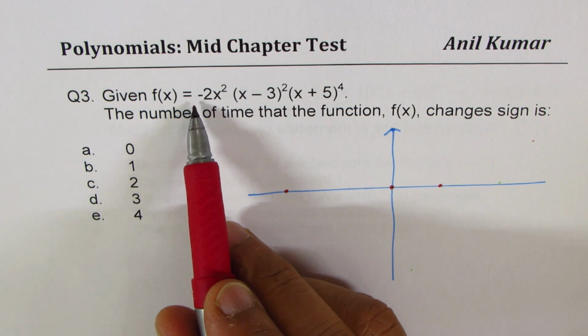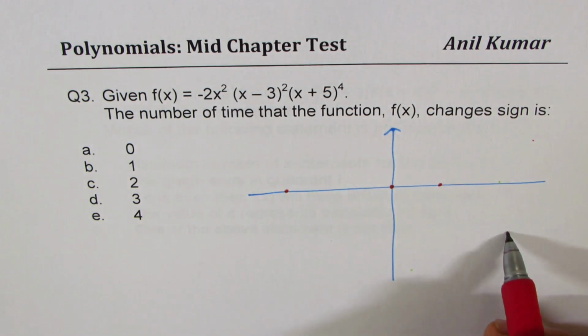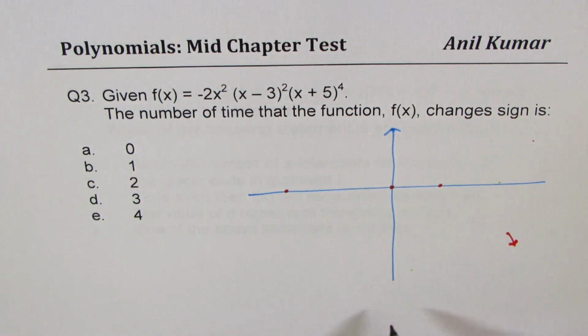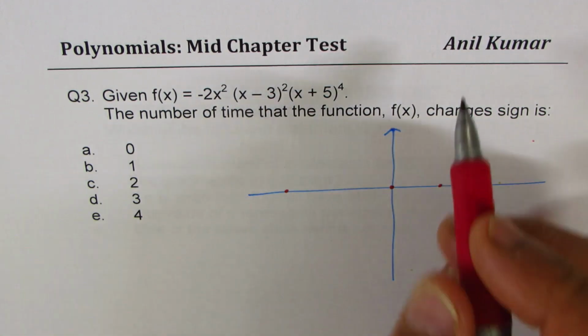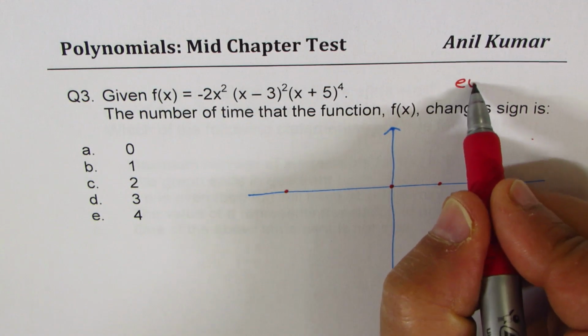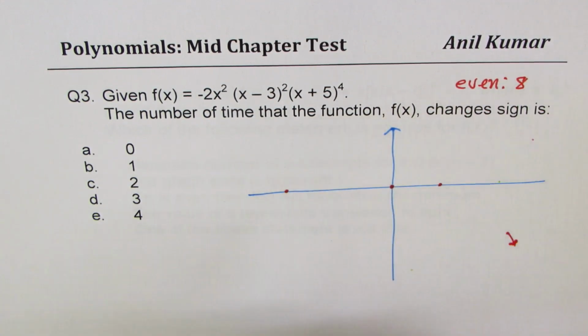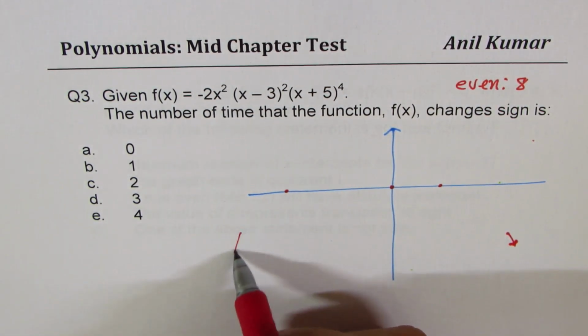Now, since the leading coefficient is negative, the right side is down, correct? And let's count the degree. 4 plus 2 plus 2, that gives you 8, right? So it is even. 8 degree. Is that okay? So both sides are down.